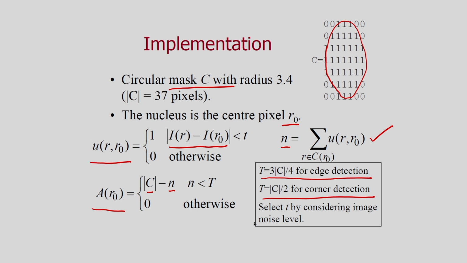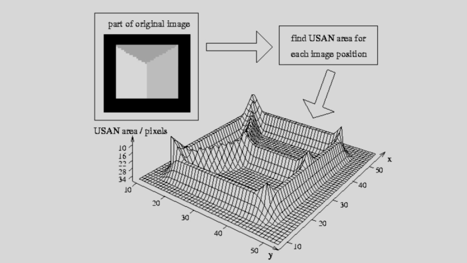In this case, SUSAN means, as I have already explained, the smallest USAN. What is USAN? That is Univalue Segment Assimilating Nucleus. So SUSAN means the smallest USAN. This is about the implementation of the SUSAN corner detector, and in this example I am considering one binary image, and I am finding the USAN area for each image position.